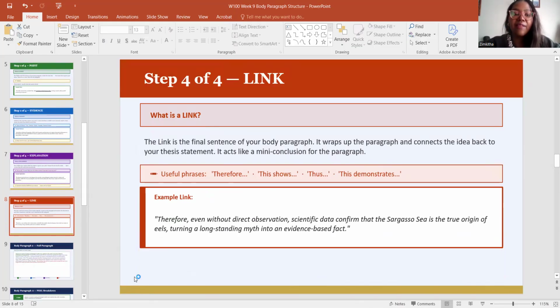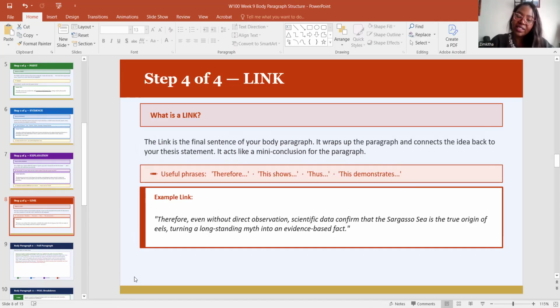You link. The link is the final sentence of that body paragraph. It wraps up the paragraph and connects the idea back to your thesis. It acts like a mini conclusion. And that's why we often use therefore, this shows, thus, this demonstrates, okay? So let's look at the example. The example says, therefore, even without direct observation, scientific data confirms that the Sargasso Sea is the true origin of eels, turning a long-standing myth into an evidence-based fact.